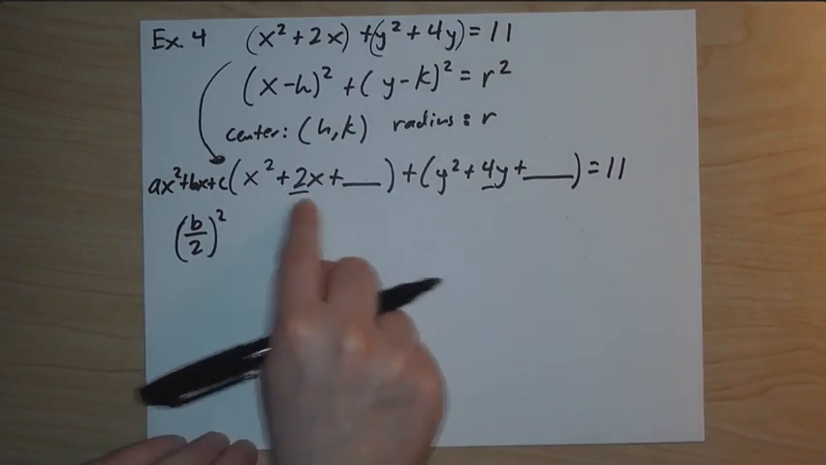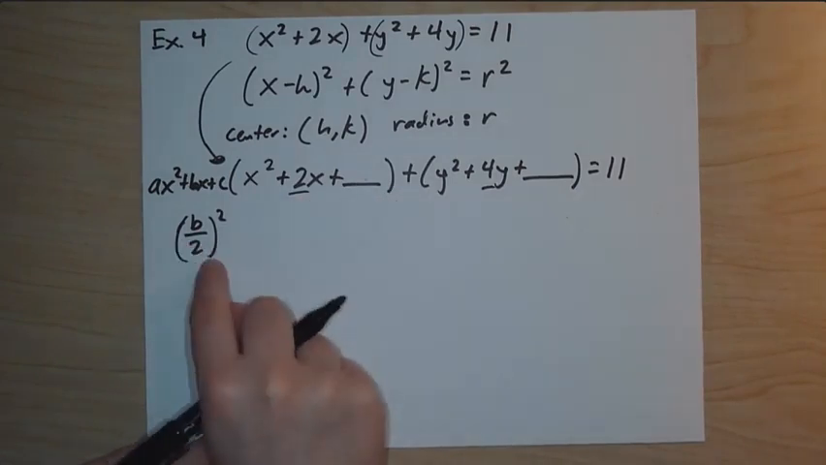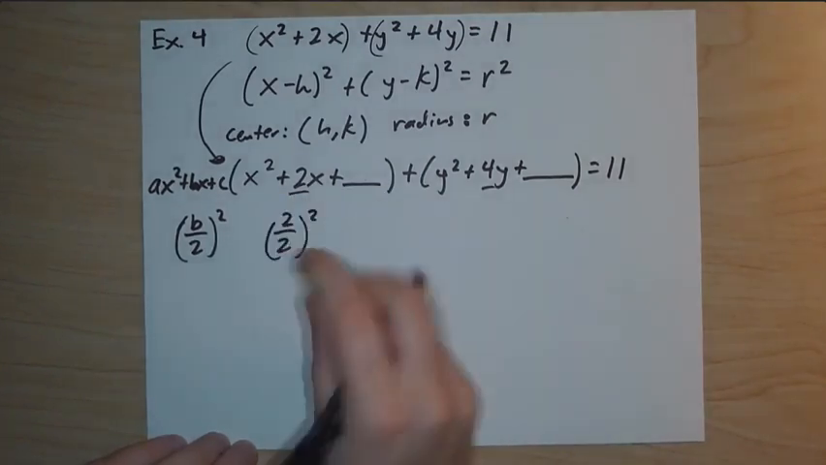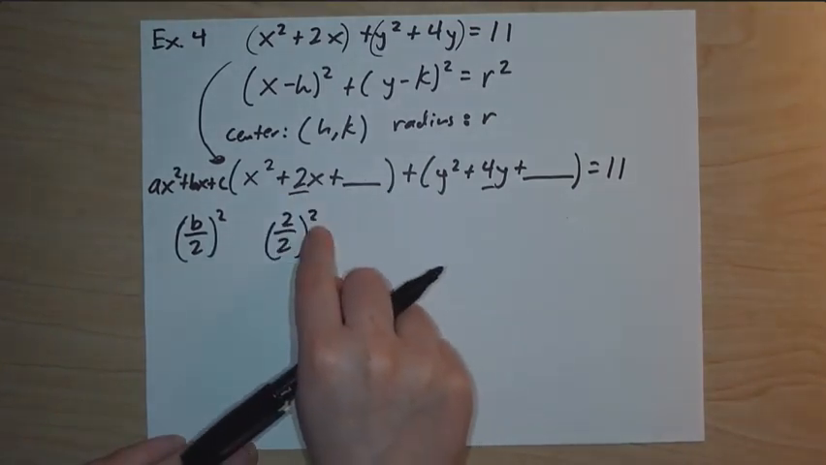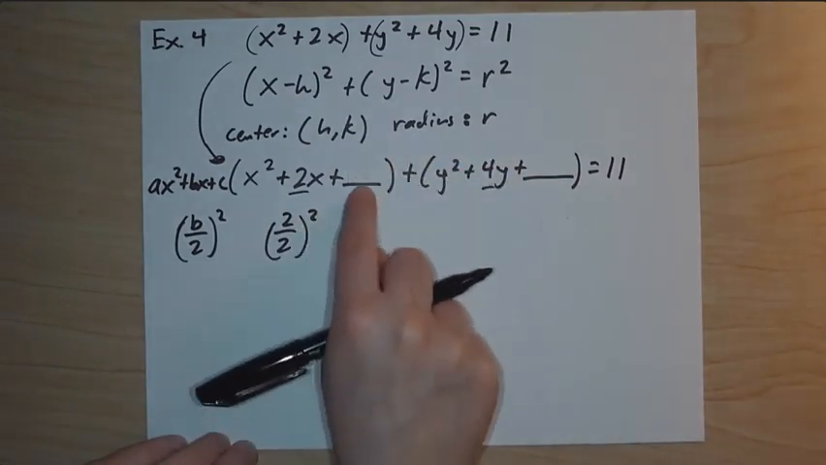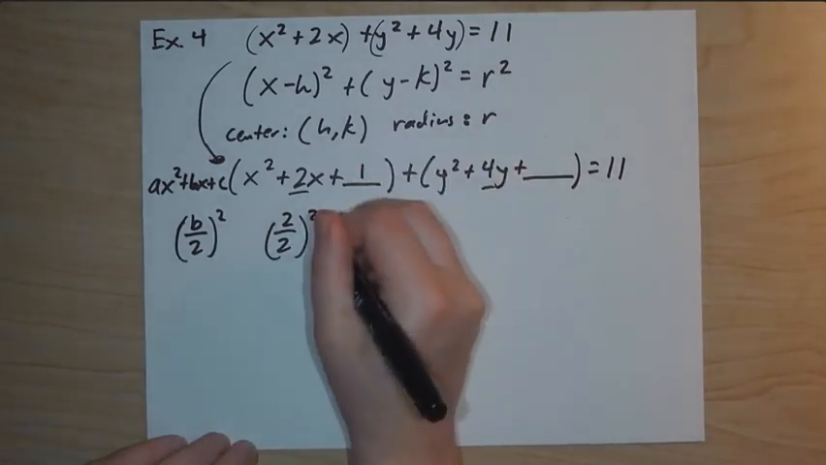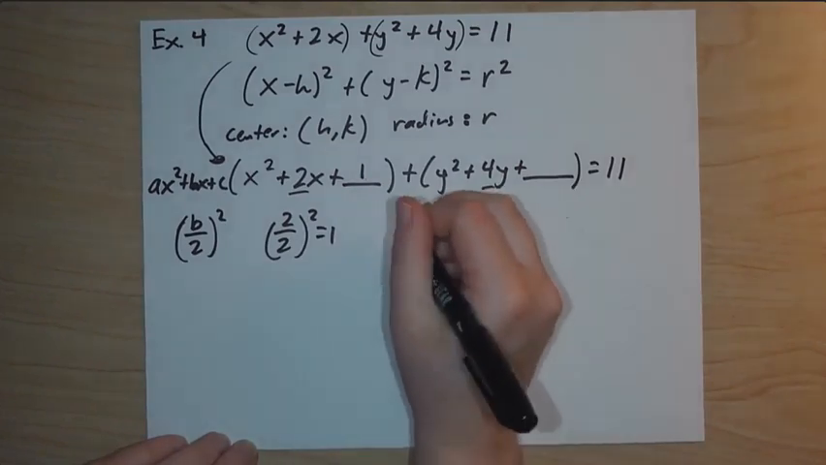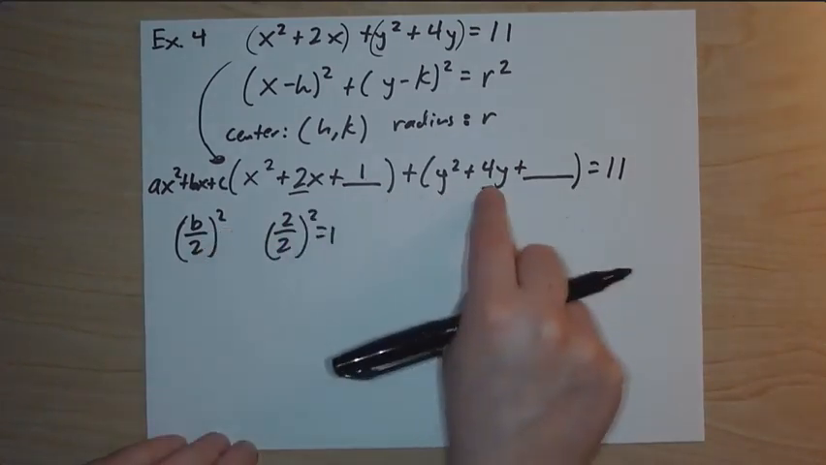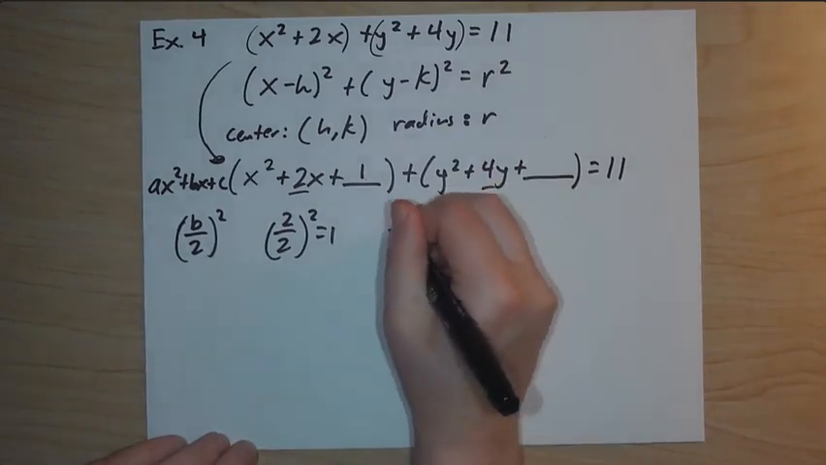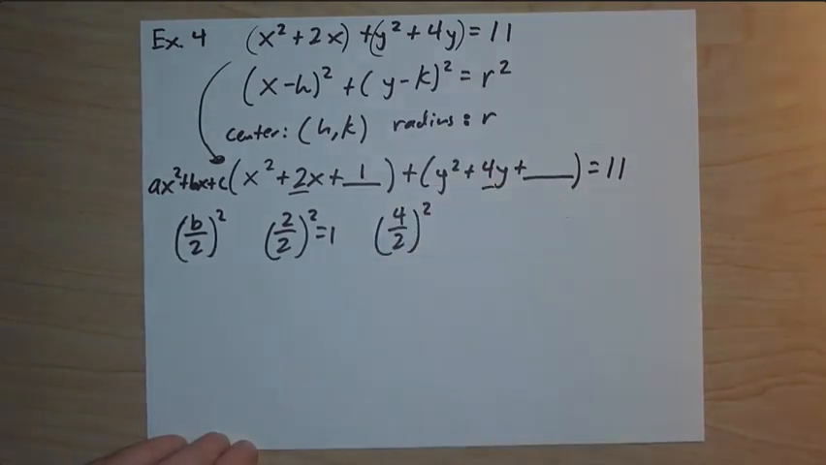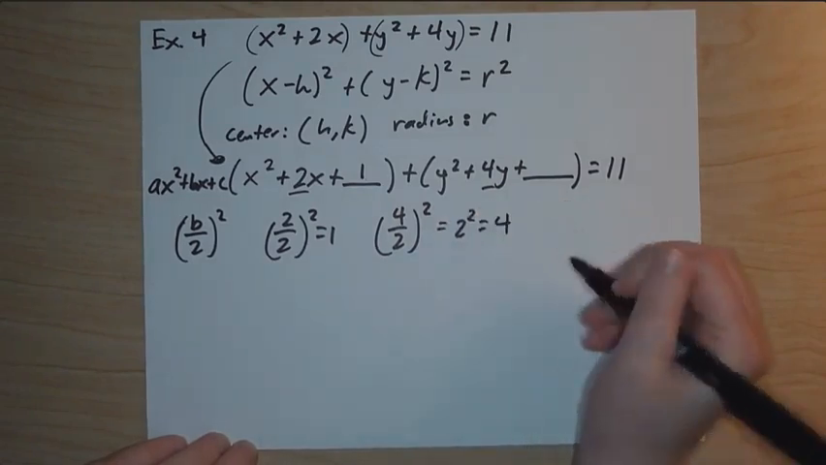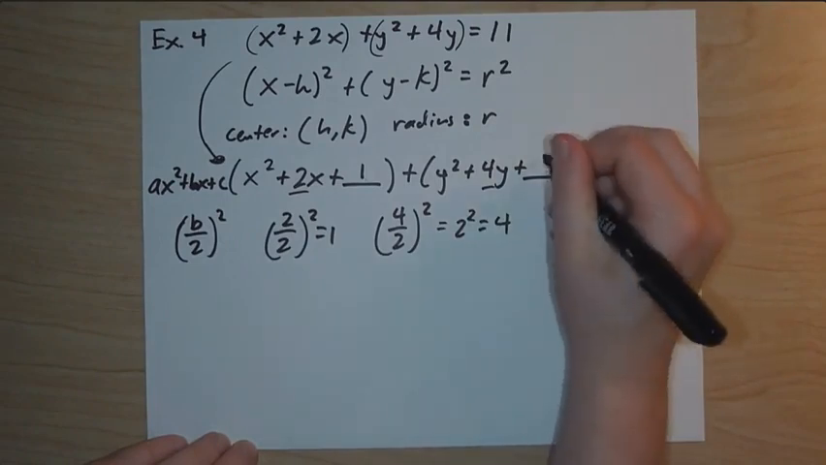So for our first polynomial, our (b divided by 2) squared is (2 divided by 2) squared. Now 2 divided by 2 is 1, 1 squared is also just 1, so the number that goes here is 1. Moving on to our y polynomial, our (b divided by 2) squared is going to be (4 divided by 2) squared. 4 divided by 2 is 2. This is 2 squared, which is 4. So the number that goes here is 4.